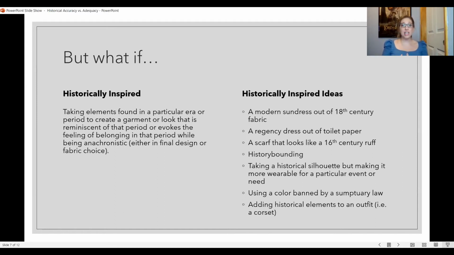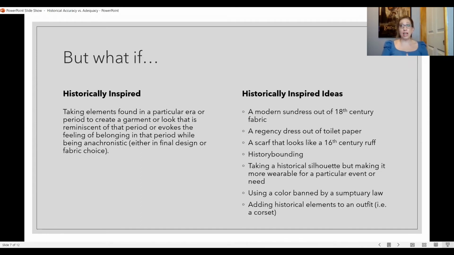So here are some ideas for historically inspired garments. You can take a modern sundress out of 18th century fabric. There are some gorgeous 18th century fabrics out there, replications of them, and you can make a modern sundress. No one's going to blink an eye at that if you're a little nervous about adding history in, but you want to. A Regency dress out of toilet paper. Now that there's not a mass toilet paper shortage, you can make yourself a dress and then hang it in your bathroom. So you have an art piece and something that's useful. A scarf that looks like a 16th century ruff, because why not? I'm not a huge fan of ruffs, but it could keep your neck very warm.